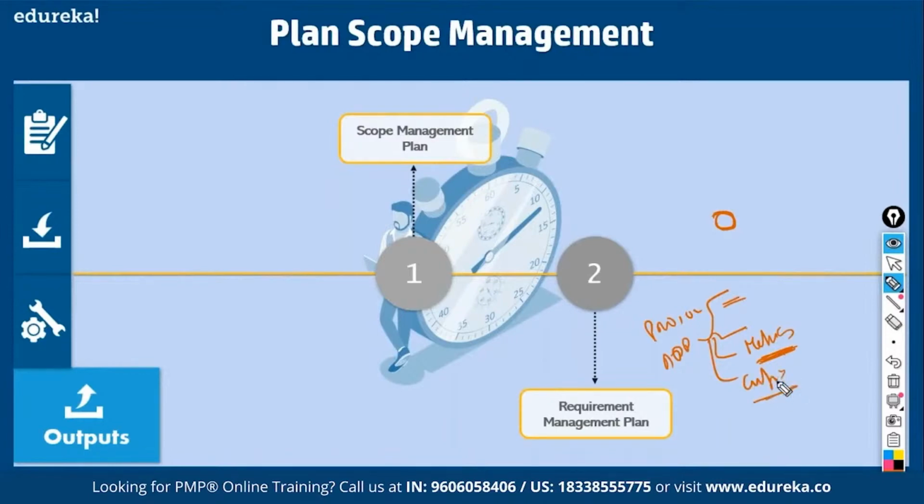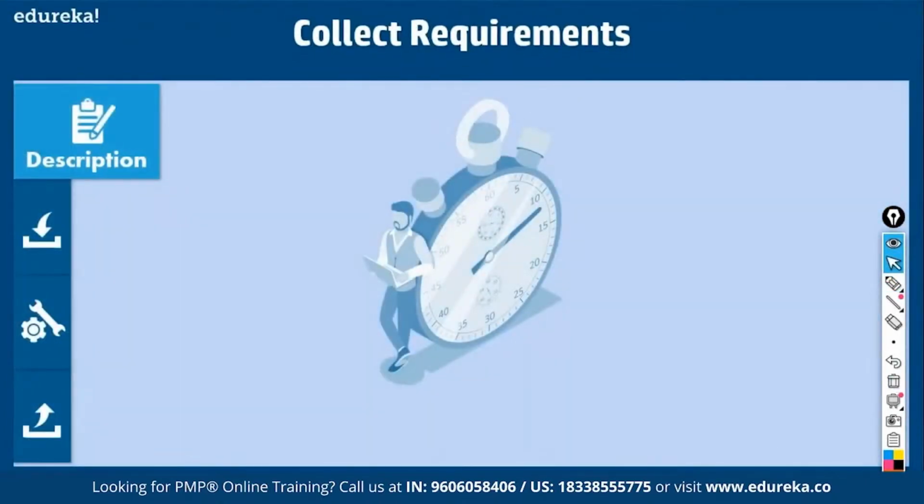So these are all the things you have in a requirement management plan. So you have to come up with a scope management plan and a requirements management plan. Fine. So now we're going to the next process, that is collecting requirements.